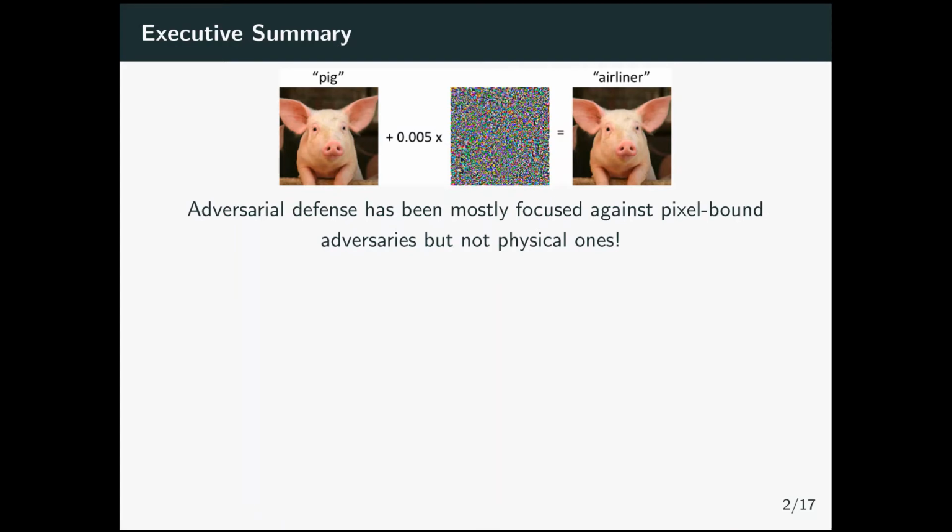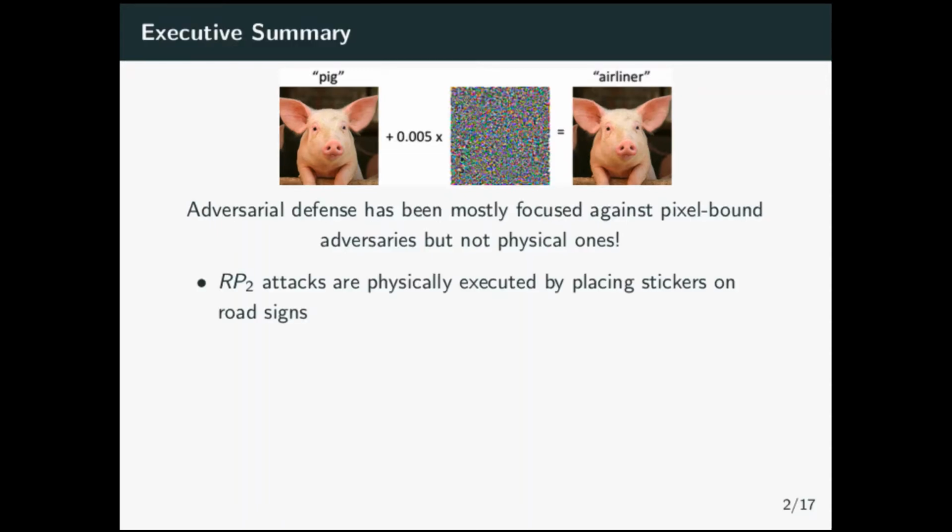Typically, adversarial examples have mostly been focused against pixel-based adversaries, but not physical ones. As you can see in the image above, we can add a small amount of noise to the pig, and then it gets misclassified as an airliner. But again, these are not the only types of adversarial examples. One particular attack, known as robust physical perturbations, or RP2, is a way to simulate the physical phenomenon of placing a sticker on a road sign.